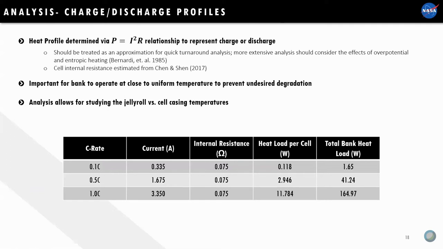So jumping right into our charge and discharge analysis, you can see all of our information for the analysis in the table below, including our C rates, our current, our estimated internal resistances, and our heat loads. For the purposes of this analysis, we did use Ohm's law, or the P equals I squared R relationship, to represent our charge and discharge profiles.